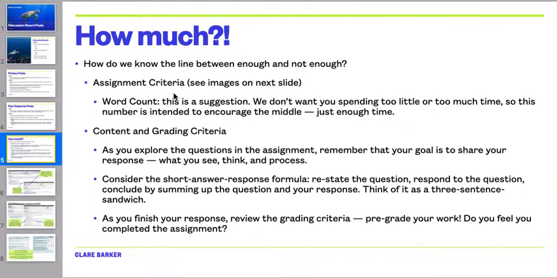Well, sometimes an assignment criteria is going to give us a framework. So it may give us a number or a number range of words to use. But again, that's a suggestion. The reason we give you a word count is because we don't want you to spend too much or too little time on it. And that number is encouraging you to find the middle space of just enough time.